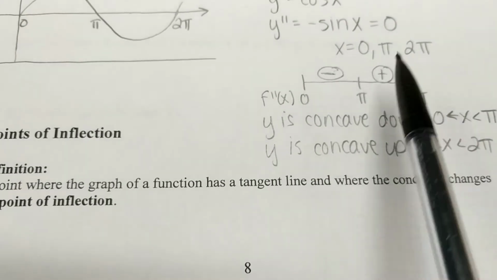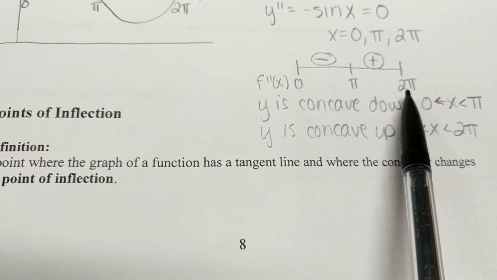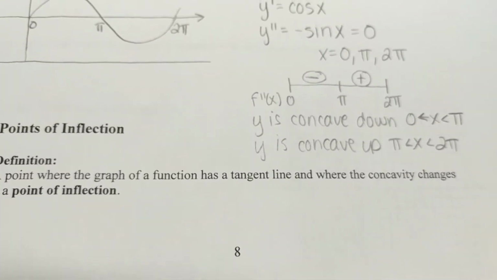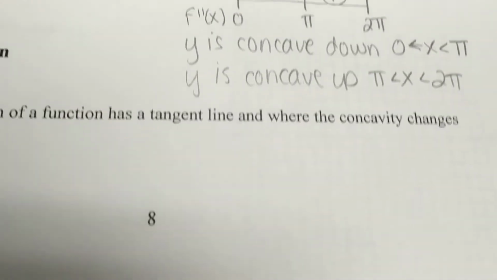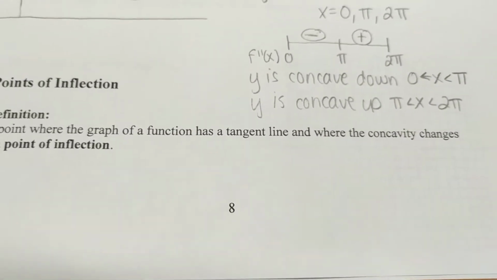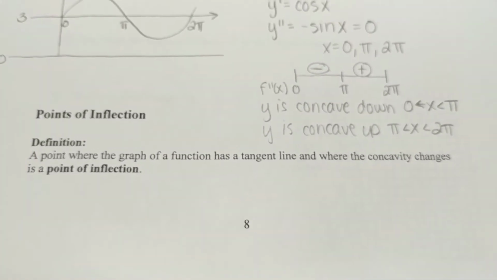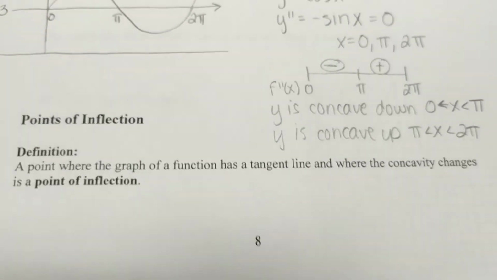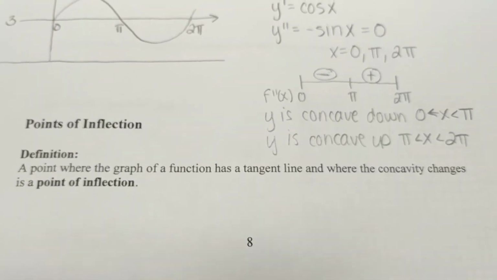So what you just found here, 0, pi, and 2 pi, it's our next super important definition. Take out those highlighters. A point of inflection. It's similar to a critical point, but this time we're talking about the second derivative.